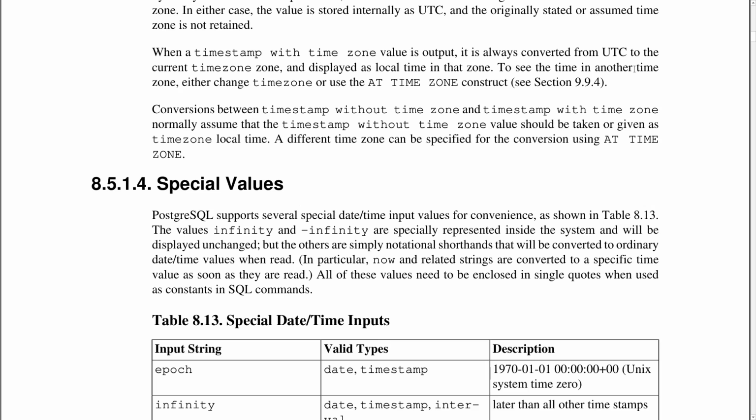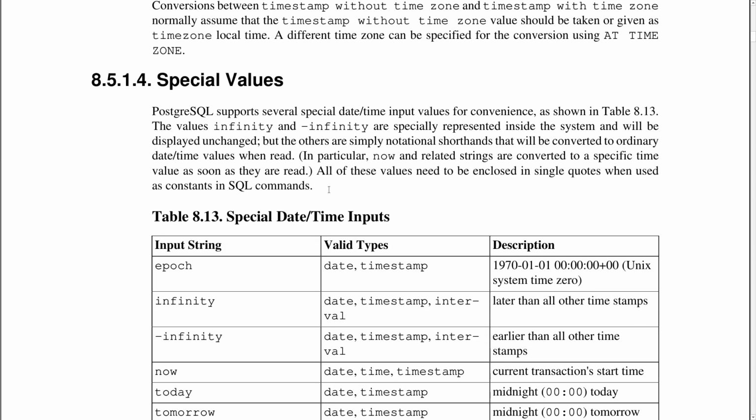To see the time in another time zone, either change the time zone or use the AT TIME ZONE construct. Conversion between timestamp without time zone and timestamp with time zone normally assumes the timestamp without time zone value should be taken or given as time zone local time. A different time zone can be specified for the conversion using AT TIME ZONE. Now we look at special values.